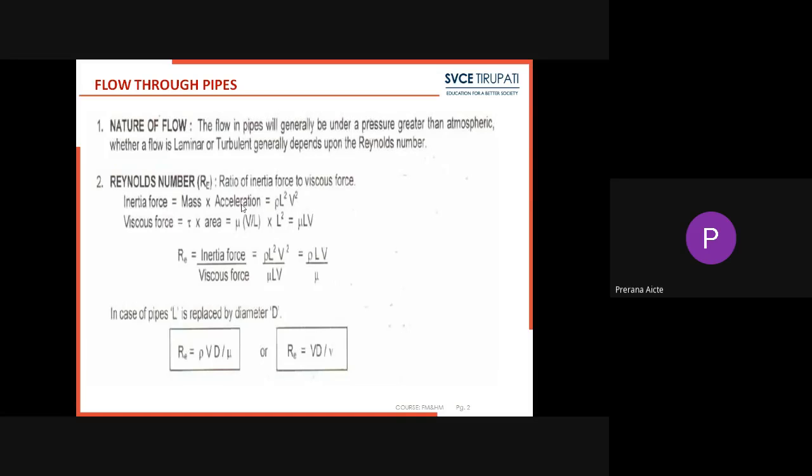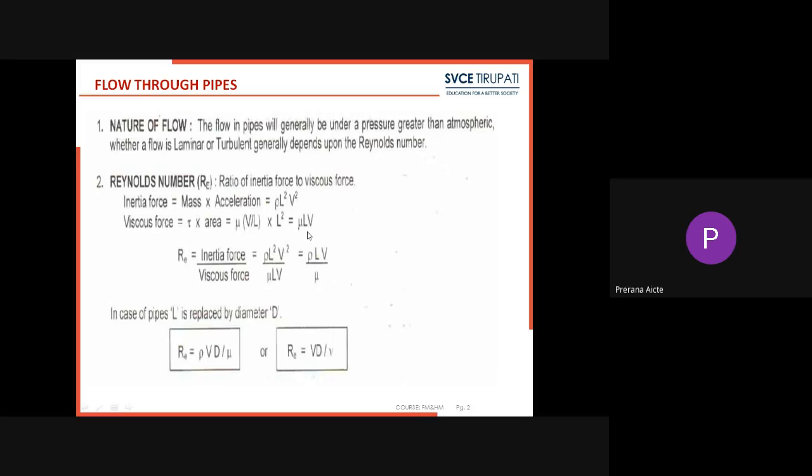Viscous force is the product of shear stress and area. We know that the equation for shear stress is tau equals mu into du by dy, or mu into V by L. Here mu is the dynamic viscosity, V is the velocity, and L is the dimension. Multiplying with the area, which is L square, length into length, the final equation for the viscous force is mu L V.